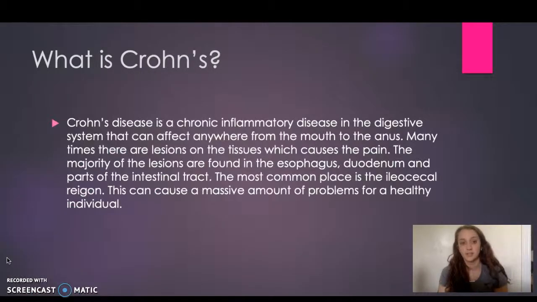So what is Crohn's exactly? Crohn's is a chronic inflammatory disease in the digestive system that can affect anywhere from the mouth to the anus. Many times there are lesions on the tissues which cause the pain. The lining of the tissues is what has the lesions. Depending on what you eat can make the lesions bigger and start to even bleed. And many of the times, the lesions are found in the esophagus, duodenum, and the intestinal tract.